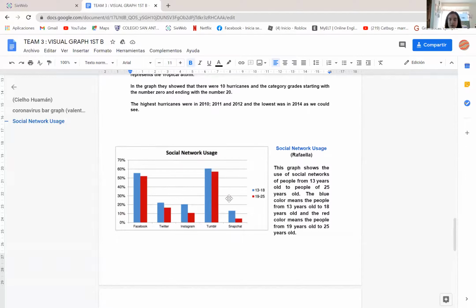As we can see in this bar graph, the most used social network is Tumblr, and the least used is Snapchat. Also, according to this paragraph, teenagers are the ones that use most the social networks. For me, this paragraph means that social networks are important in everybody's life because not only teenagers use them, they are also used by some adults.